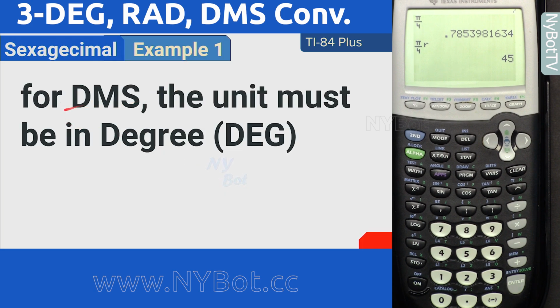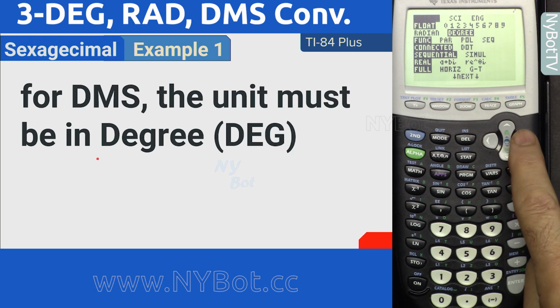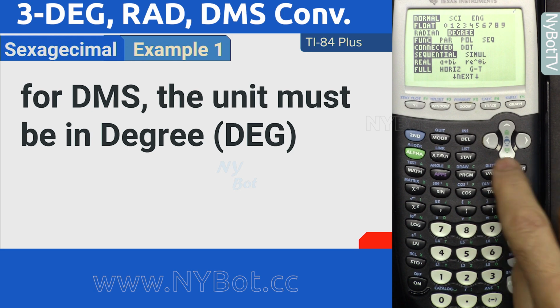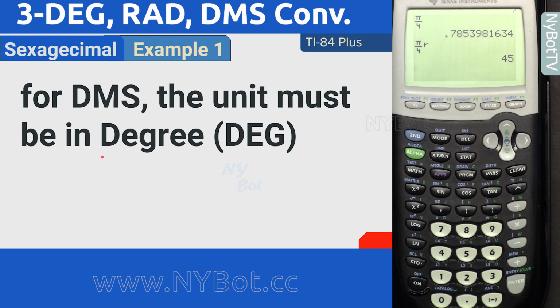From example 1, for DMS, the unit must be in degree. Press mode and you see it is degree. If not, just come and select degree and enter, clear.